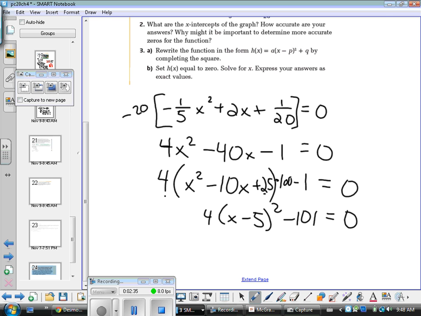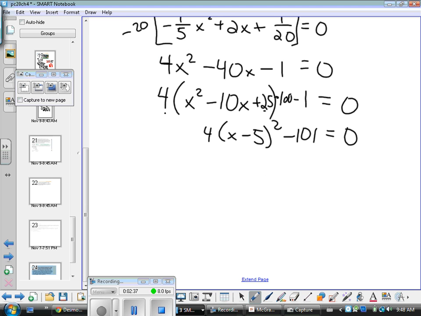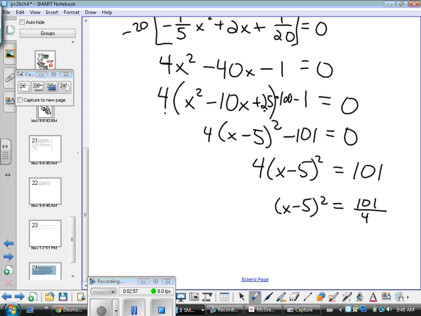To solve for x, here's what I'm going to do now. Instead of factoring, I'm going to take this x minus 5 squared, and I'm going to move the 101 over here. I hope you remember doing this. I think you did it in grade 10. In order to work my way in toward the x, I'm going to divide 101 by 4. It doesn't go in, so I'll just leave it as it is.